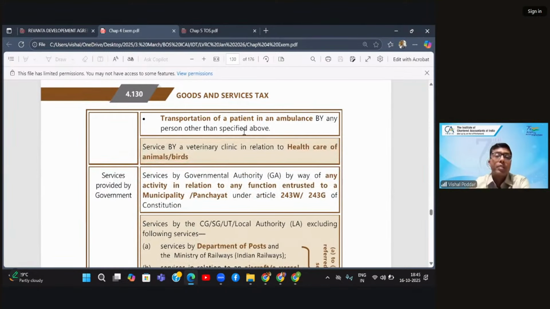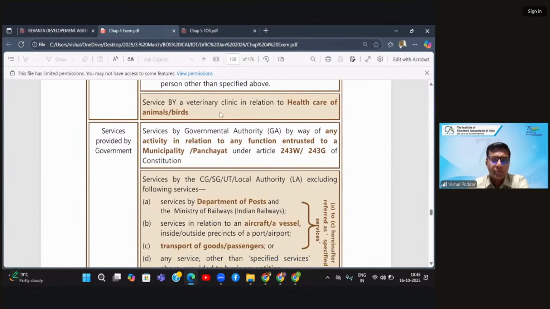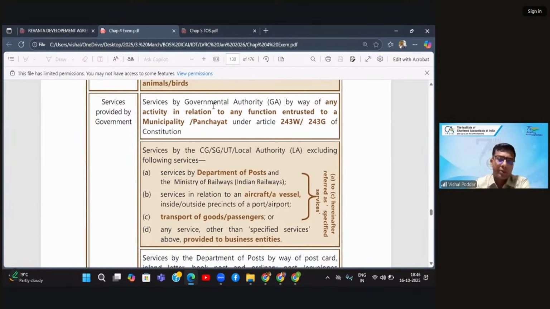Similarly, any services by way of transportation of patient in the ambulance by any person other than the above. So if hospitals are transporting anyway, it is exempt. But if there is a private agency which is transporting the patient through ambulance, that is also exempt. Next is, besides humans, the healthcare services for animals and birds in the veterinary clinics is also exempt.